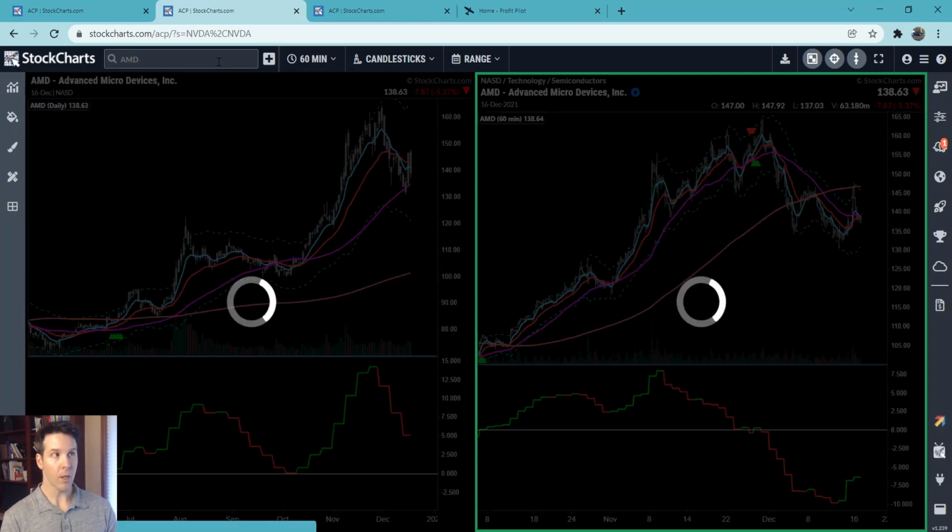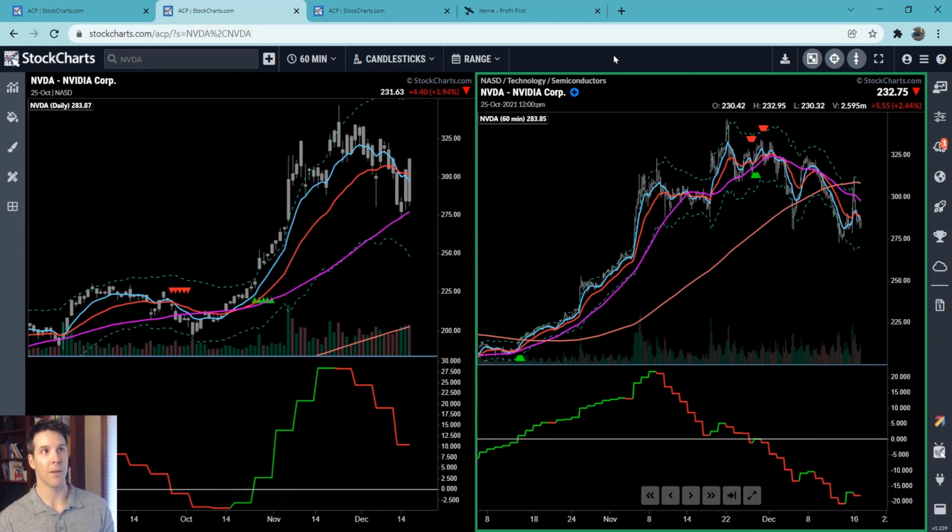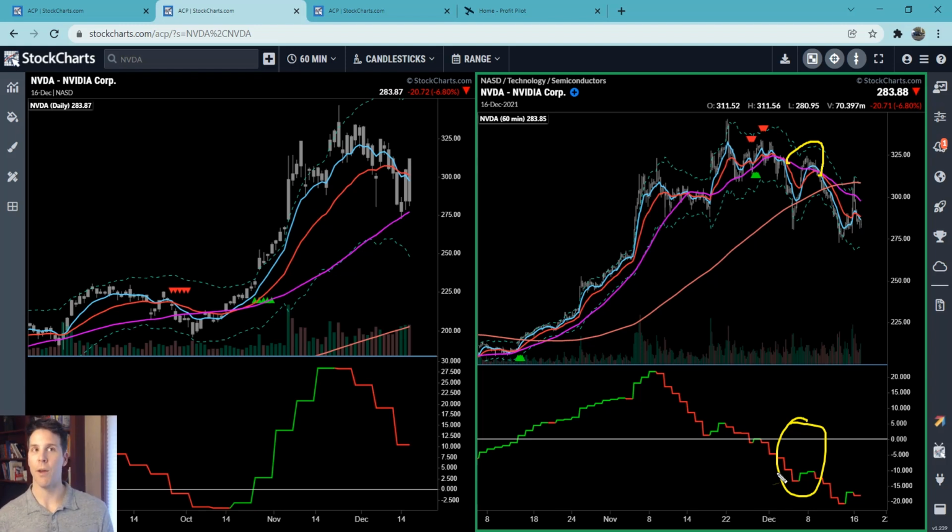Another one, NVIDIA. Tech was getting hit, but look at this. It's kind of the same thing. NVIDIA and AMD are looking awfully similar. And you can see here there was an inverse trampoline move right there. So even though price was up and it was over the hourly 50, notice that the hourly 50 was still trending down, and the Moxie indicator was still so far below zero that it was impossible that price was going to go up from here.